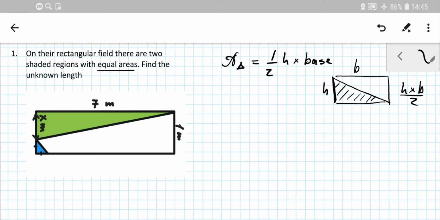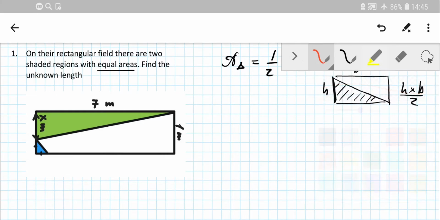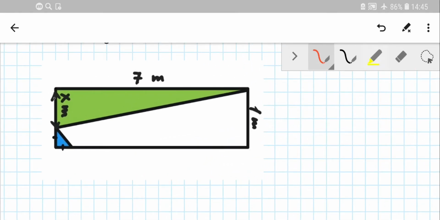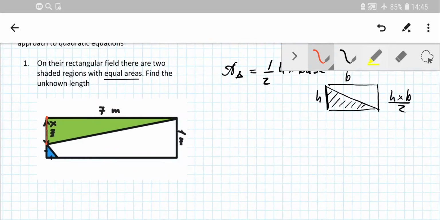And we need to find the unknown length. The unknown length is here, that small one. I put it in red in order to mark it as the unknown length. This is simply, let's say, the base of this greenish triangle. Okay, so let's get started.